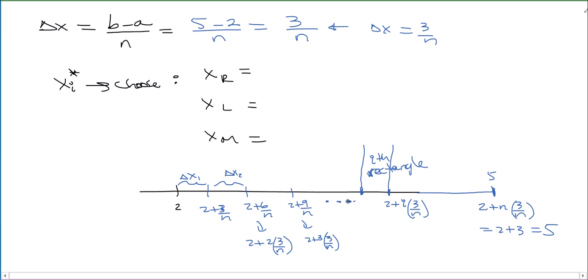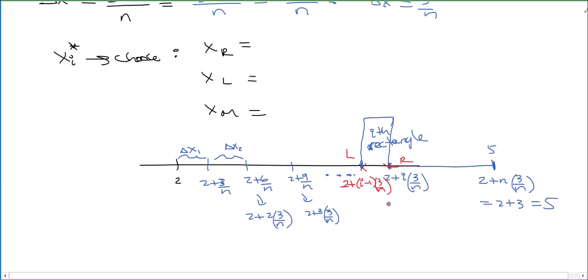That's the other endpoint. And so you're really focusing on the ith rectangle. The one over here will be the left endpoint, and this will be the right endpoint. So the left endpoint is 2 plus, instead of i, the one before, so this will be 2 plus i minus 1 times your delta x.